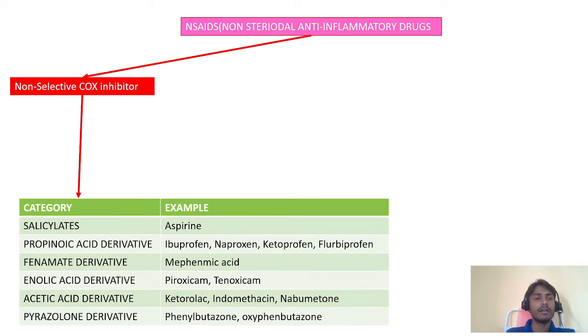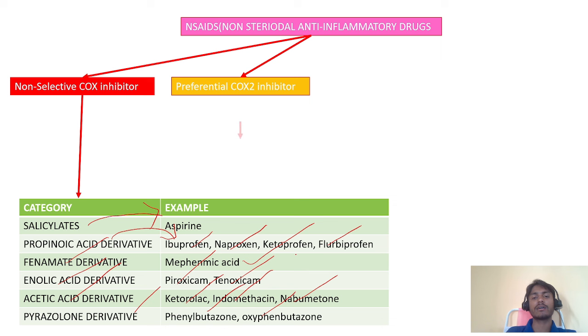When it comes to drug classification, NSAIDs are non-selective COX inhibitors. Category salicylate, example is aspirin. Propanoic acid, examples are ibuprofen, naproxen, ketoprofen, flurbiprofen. Fenamate, that is mefenamic acid. Enolic acid derivatives, that is piroxicam, tenoxicam. Acetic acid derivatives, ketorolac, indomethacin, nabumetone. Next, pyrazolone derivatives, that is phenylbutazone, oxyphenbutazone.